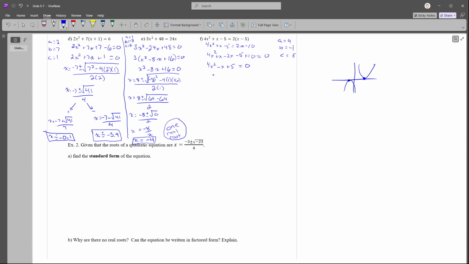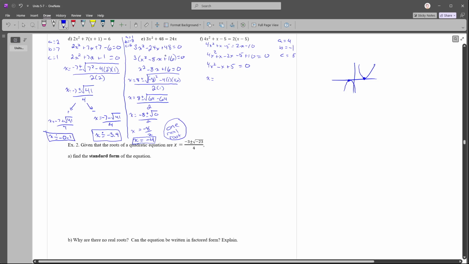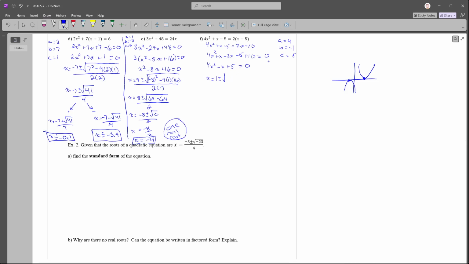So let's substitute everything in. So we have x is equal to negative b. So negative 1, that's just 1. So x is just equal to 1 plus or minus the square root of b squared, so negative 1 squared, minus 4 times a, which is 4, times c, which is 5.